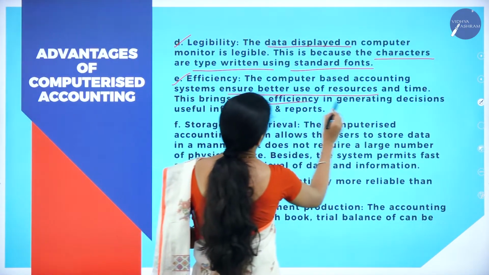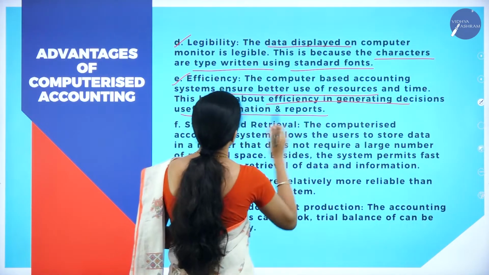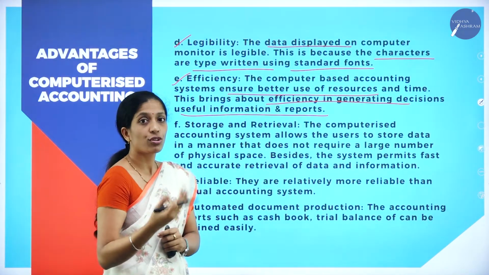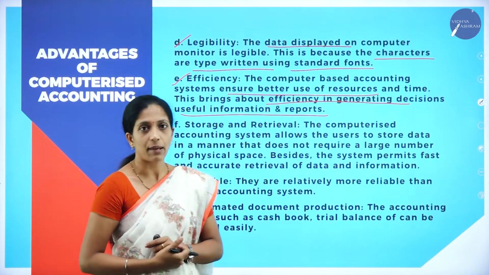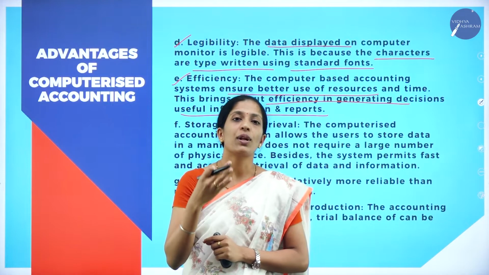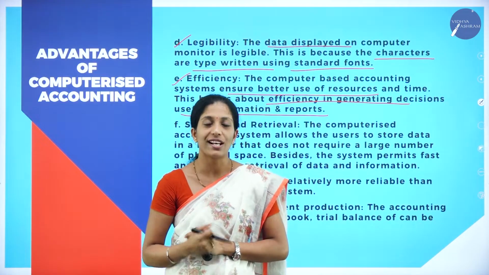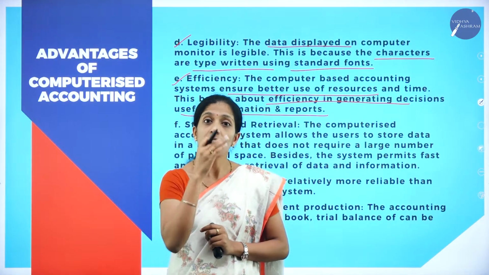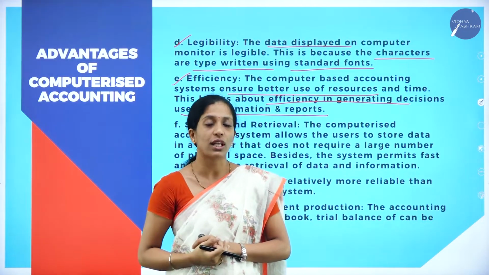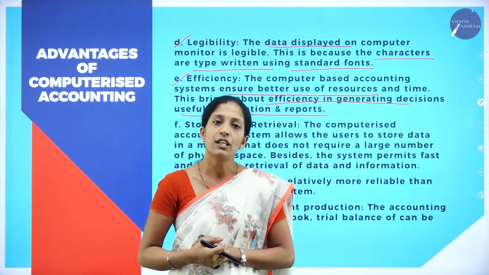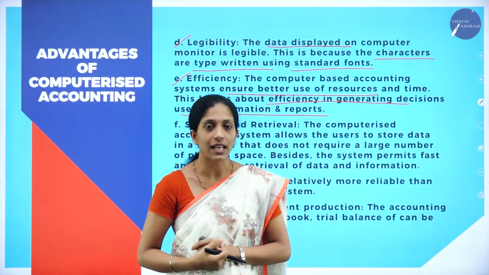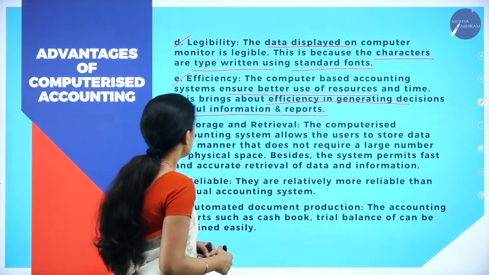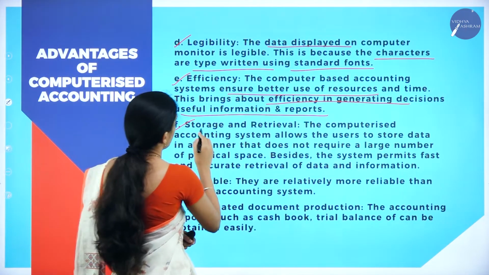This brings about efficiency in generating results, that is, useful information and reports. So better decisions can be taken here because it will make efficient use of resources, like time will be saved. At the same time, resources can also be saved by the use of computerized accounting system, so that better decisions can be taken here. Next one is storage and retrieval.